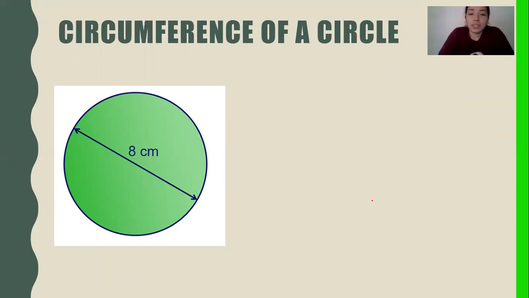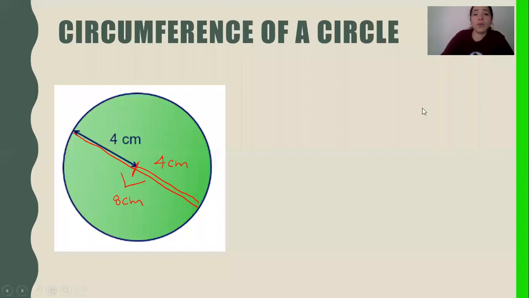So let's look at the circumference of a circle. The information that they give, is this a diameter or a radius? Go ahead and type that into the chat box. So are they giving me the diameter or the radius? When we do our circumference, we do circumference is equal to pi times diameter. We know that our pi is 3.14 and we multiply that by our diameter. Remember, we know that our diameter is 8 centimeters.